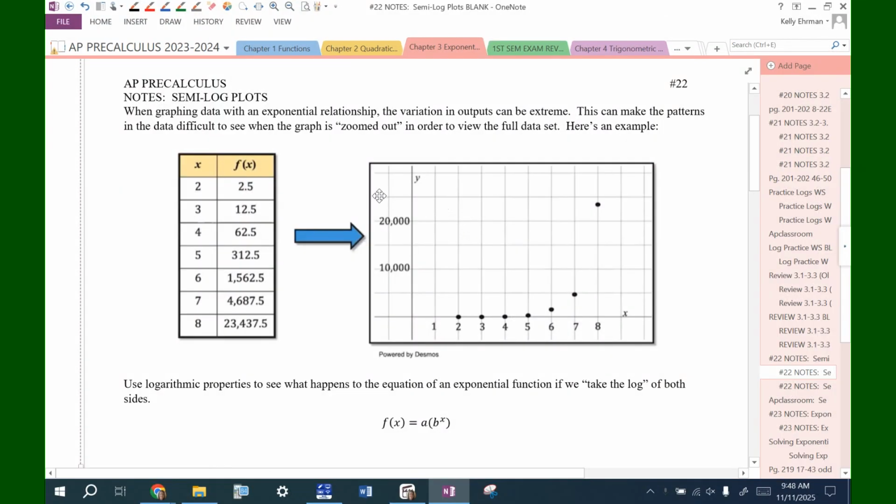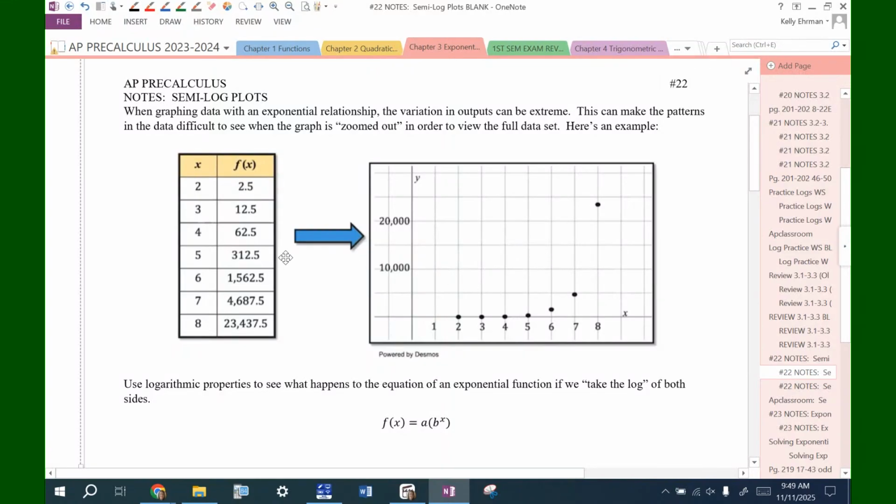All right. So if we're graphing exponential data, meaning the y values are growing fairly quickly without bound, then depending on how fast, what that base number is, how fast the numbers are growing, you can see the numbers grow pretty quickly to really large numbers. So the range goes from 2.5 to 23,000. And that can make patterns in the graph hard to see because we have to zoom out so far just to get the lowest point and the highest point in the same graph.